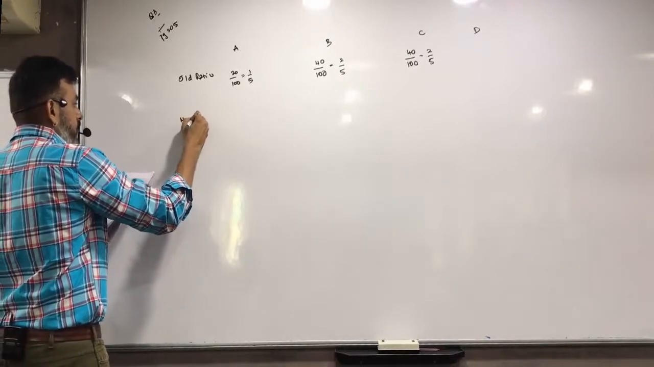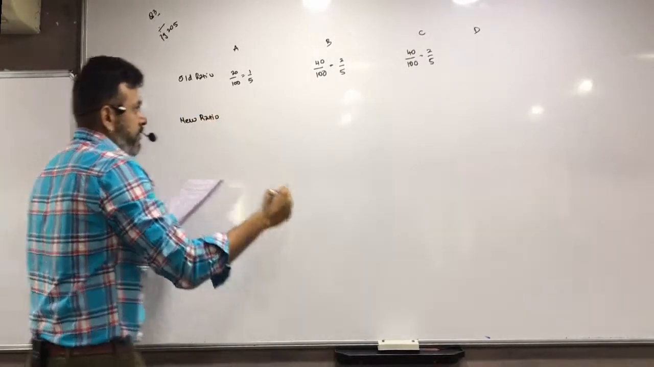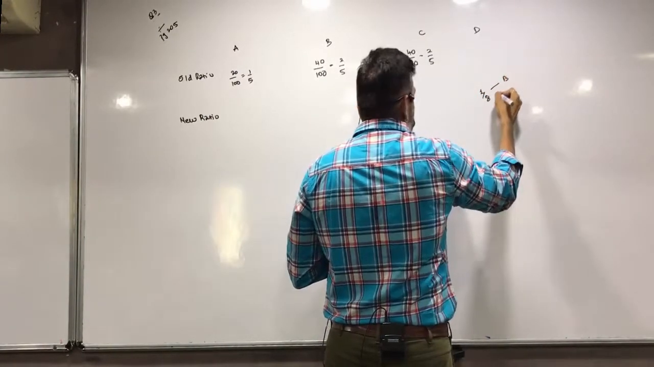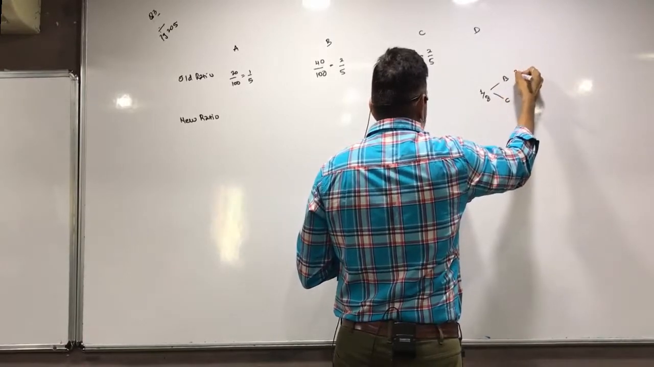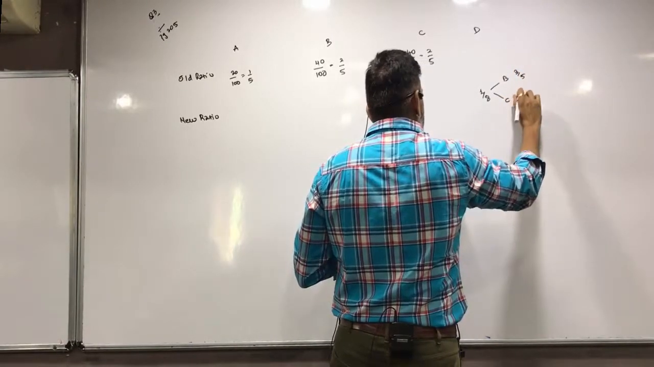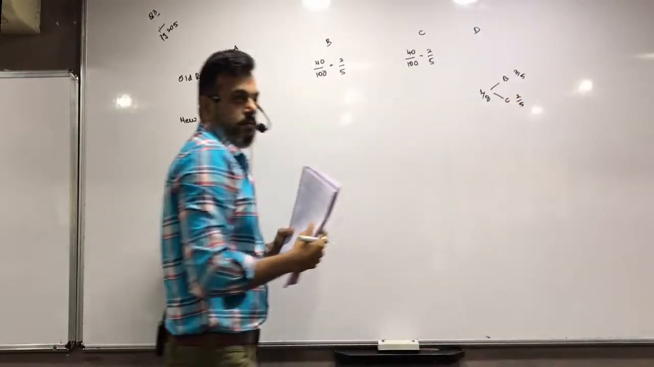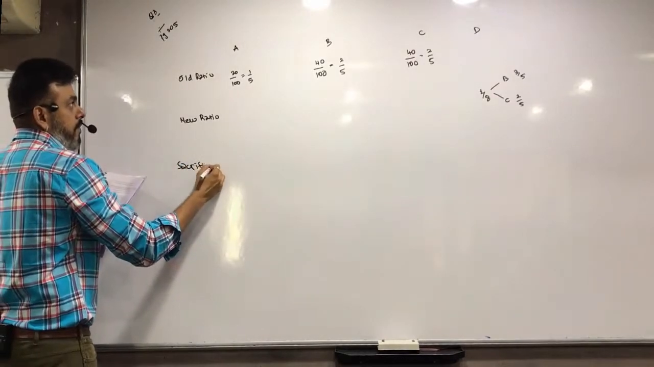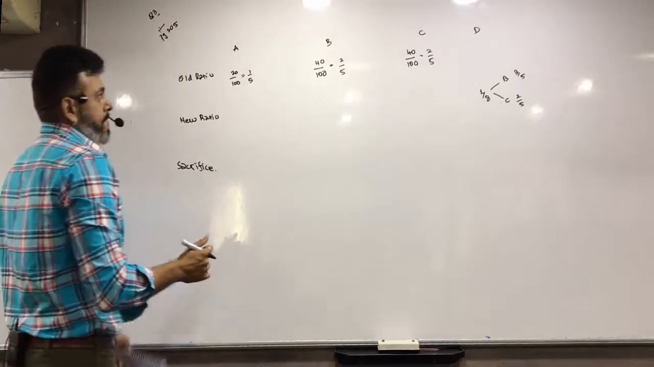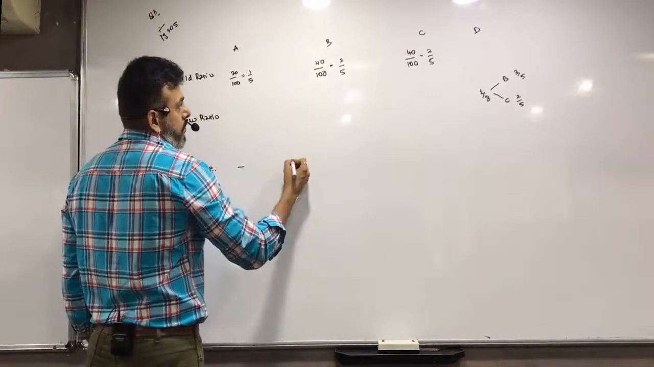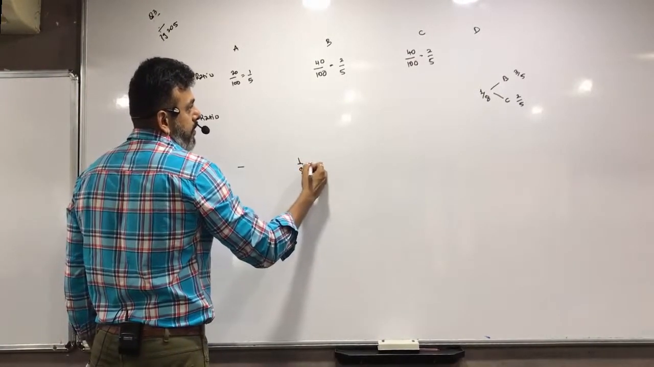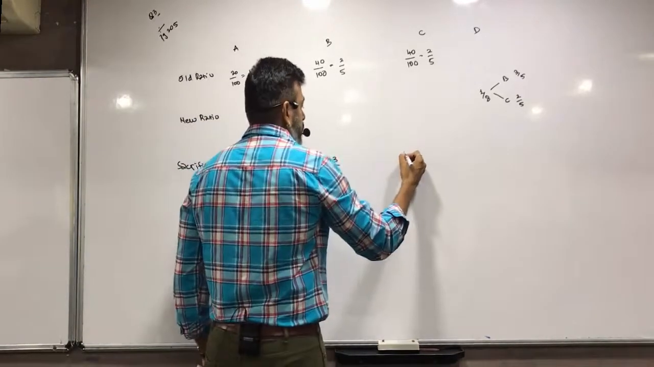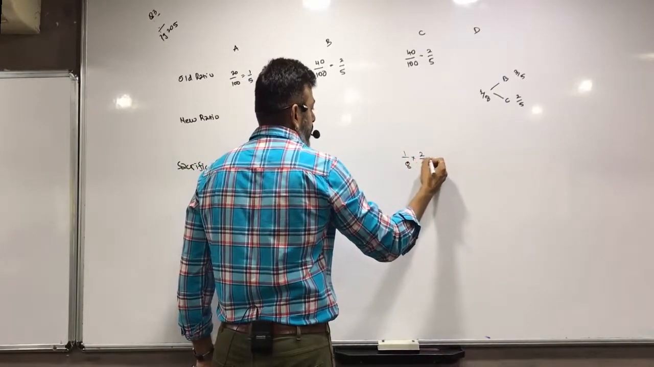D. New ratio. D gets 1/8. Now D gets 1/8 from who? From B and from C. In what ratio? 3:2. Can we do this? Can we find sacrifice? 1/8 into 3/5, and 1/8 into 2/5.